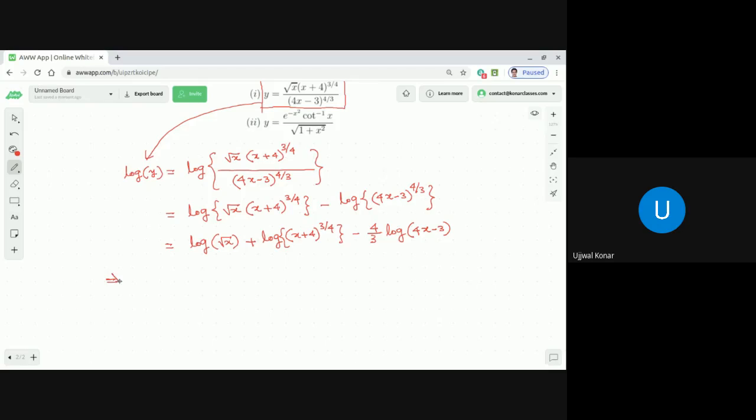So then what we get finally, dear students, is that log of y is equal to log of root x. Root x means x power 1 by 2, no? So half of log x. Anyone has any simplest doubt, never hesitate to ask me. Plus 3 by 4 into log of x plus 4, correct or not? Minus 4 by 3 into log of 4x minus 3. Absolutely clear? Yes.